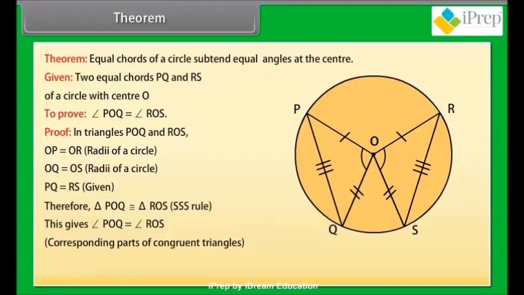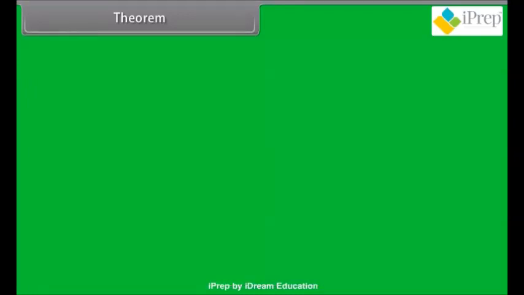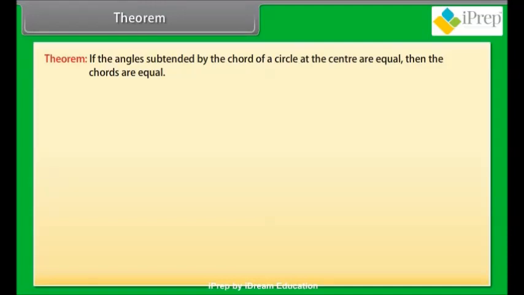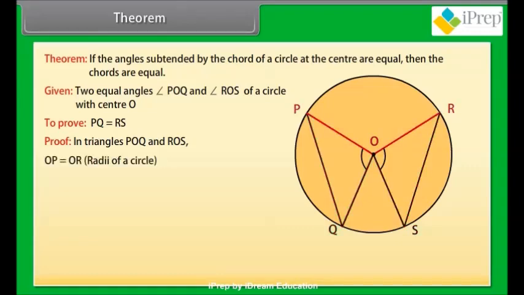The next theorem is the converse of the above theorem. It says that if the angles subtended by the chords of a circle at the center are equal, then the chords are equal. Theorem. Let us prove the converse now. Given two equal angles, angle POQ and angle ROS of a circle with center O. To prove, PQ is equal to RS. Proof. In triangles POQ and ROS, OP is equal to OR because these are the radii of a circle. OQ is equal to OS.